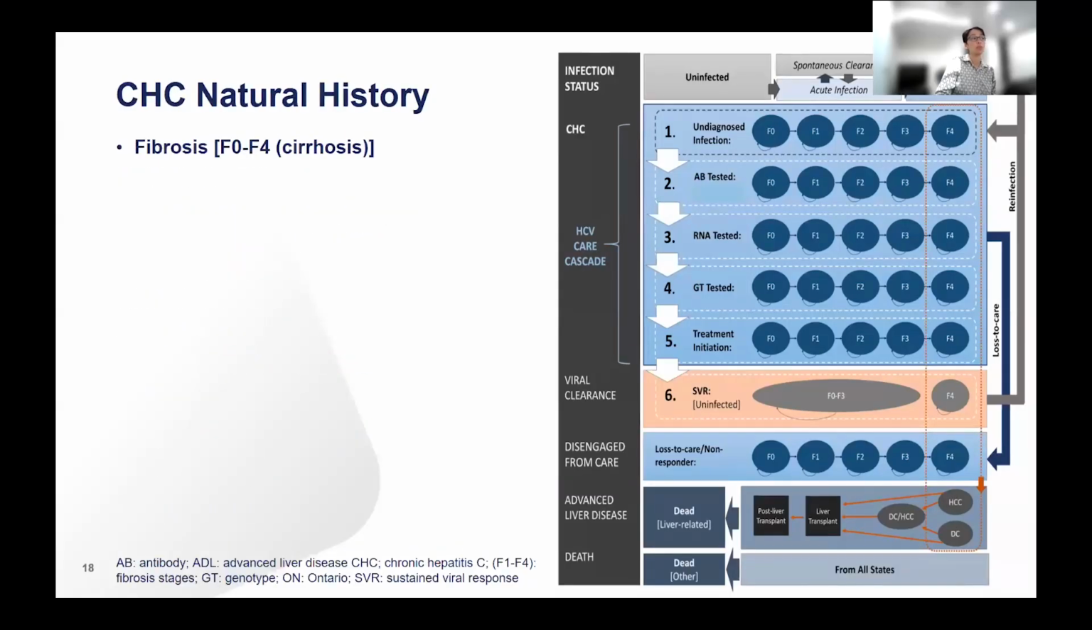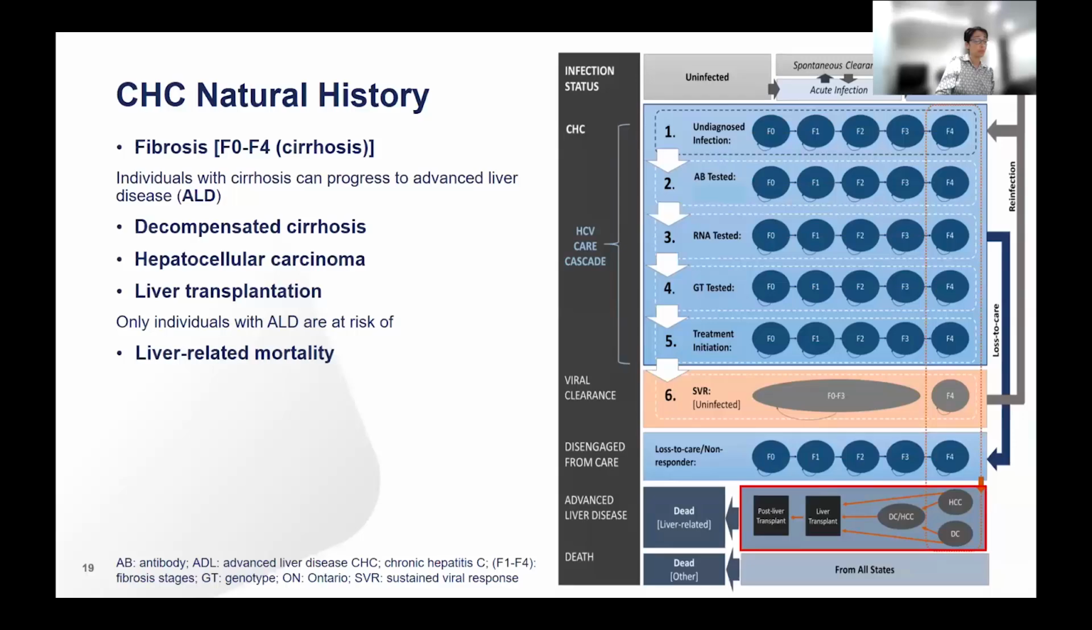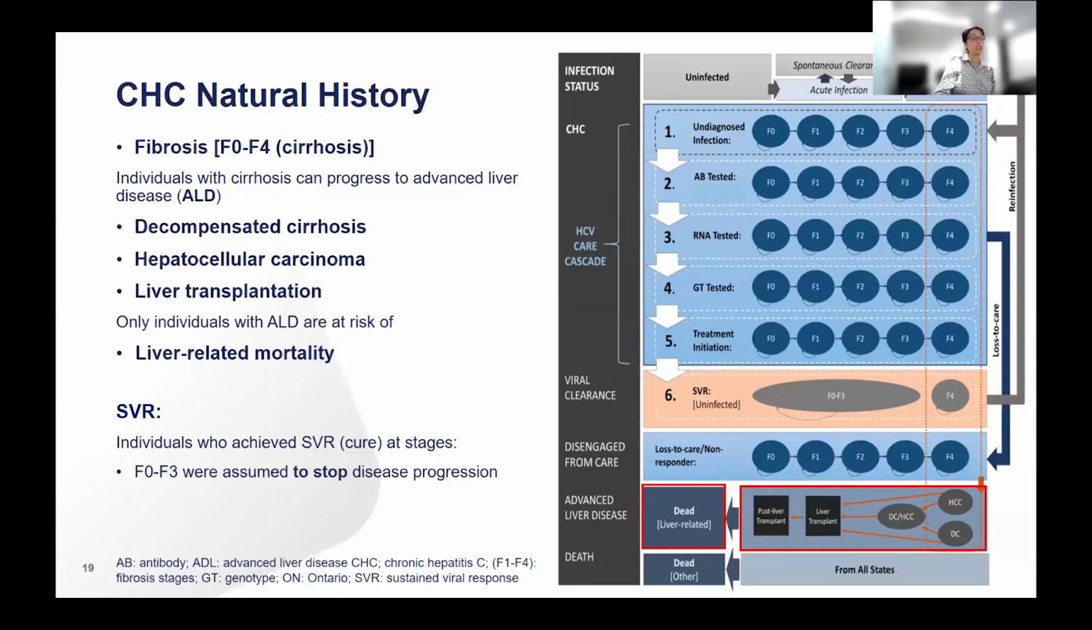The second component of the model focused on disease severity, moving through fibrosis stages F0, or no fibrosis, to F4, which is cirrhosis. From cirrhosis, people could progress to advanced liver disease that includes decompensated cirrhosis, liver cancer, and liver transplant. And only individuals at these advanced stages were considered at risk of liver-related mortality, the primary outcome that we were trying to estimate. We also assumed in the model that people who achieved cure at earlier stages would stop progressing, while those who were cured at the cirrhosis stage or at a more advanced stage could still progress but at a reduced rate.